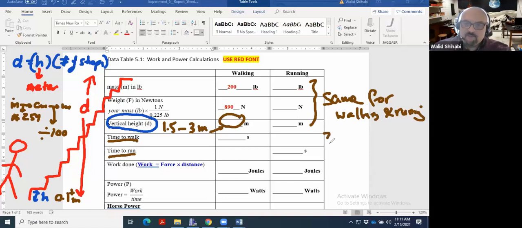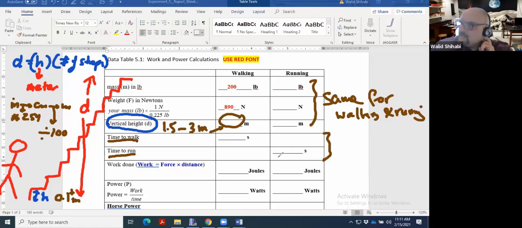But this one, of course, will be different. When you measure the time of walking, it's different from the time of running. The height will be the same whether you're running or walking. Your weight will be the same whether you're running or walking. The time will set the difference between running and walking, how much time it will take.